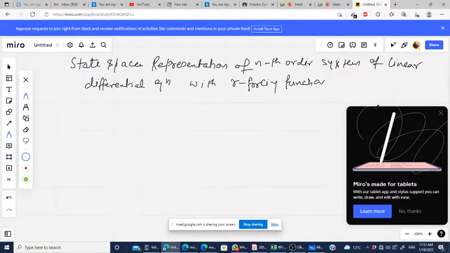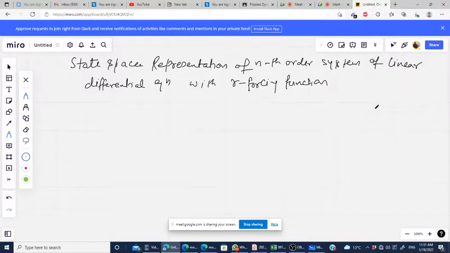In the previous lecture, we have covered the state space representation of nth order differential equation without the R forcing function. That is a homogeneous. We have simply taken y is equals to x, without u. But now, in this lecture, we are considering the R forcing function for the system, right? So, what does it mean? It means we have the input also.